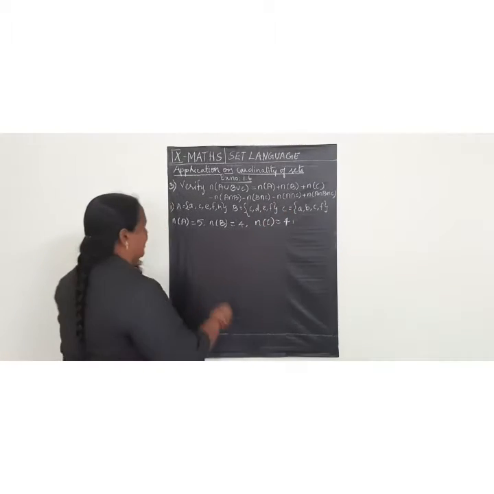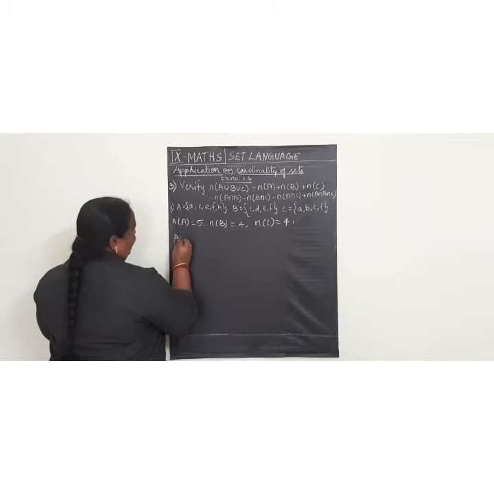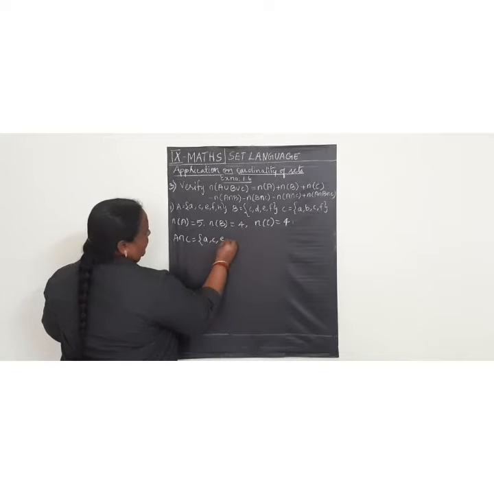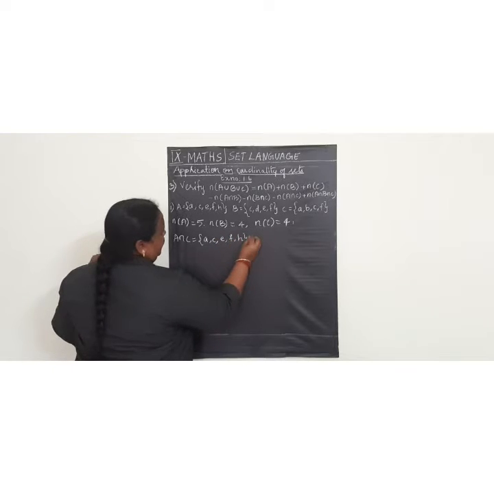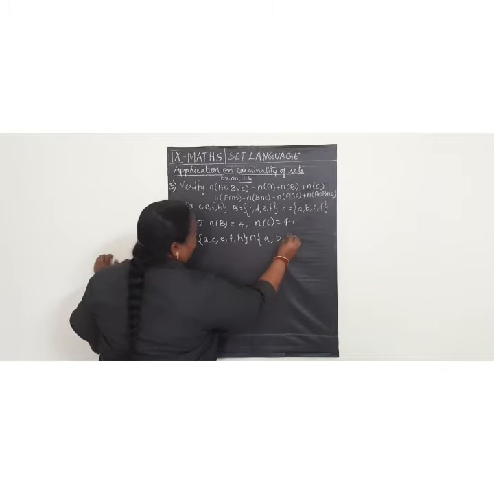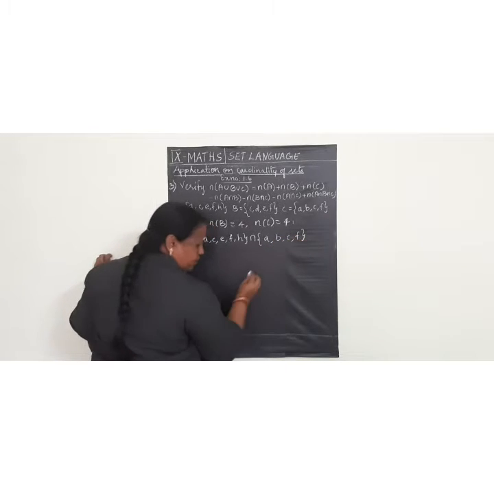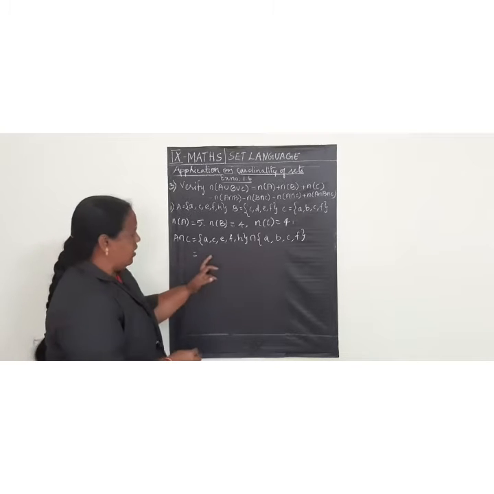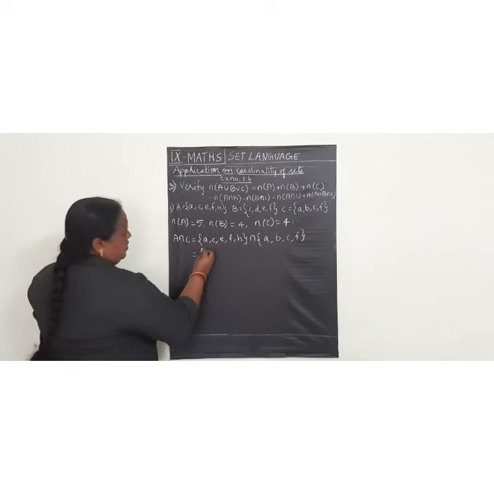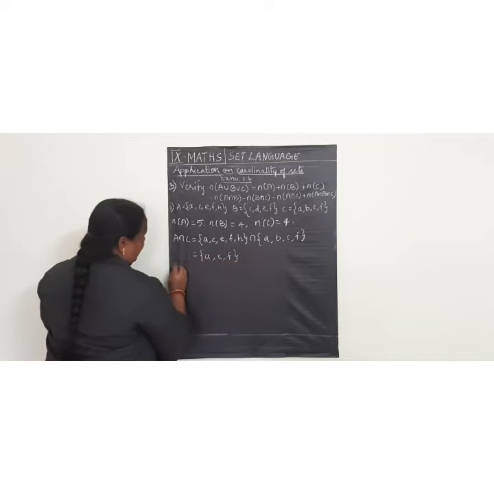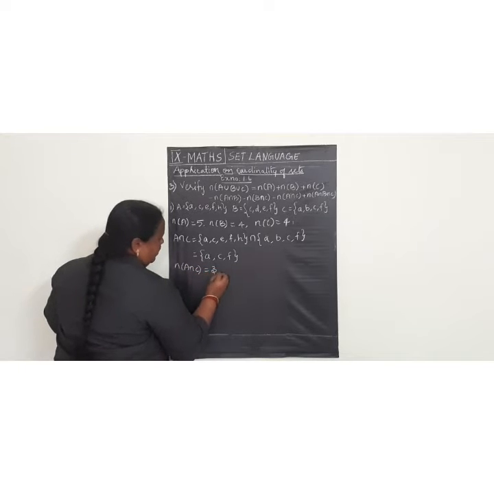Next we have to find A intersection C. A intersection C is equal to {A, C, E, F, H} intersection {A, B, C, F}. Where intersection means we have to write the common elements. Common elements in both the sets are A, C, F. So n of A intersection C is equal to 3.